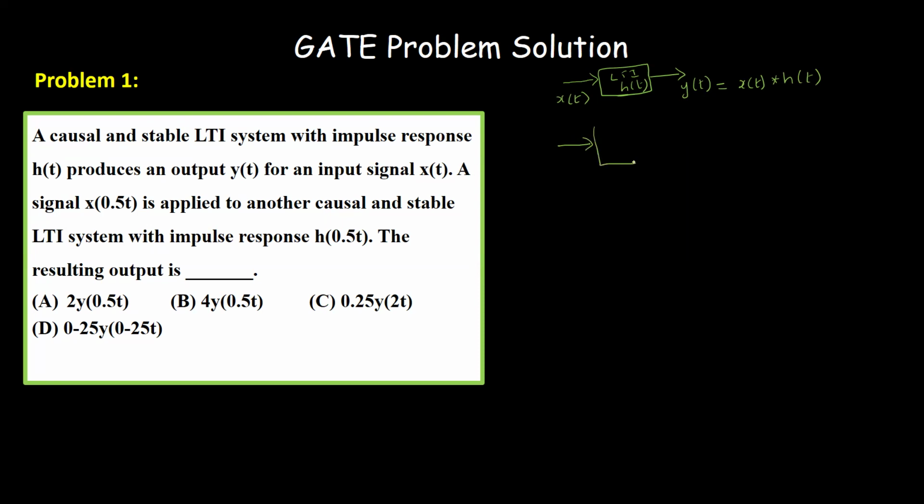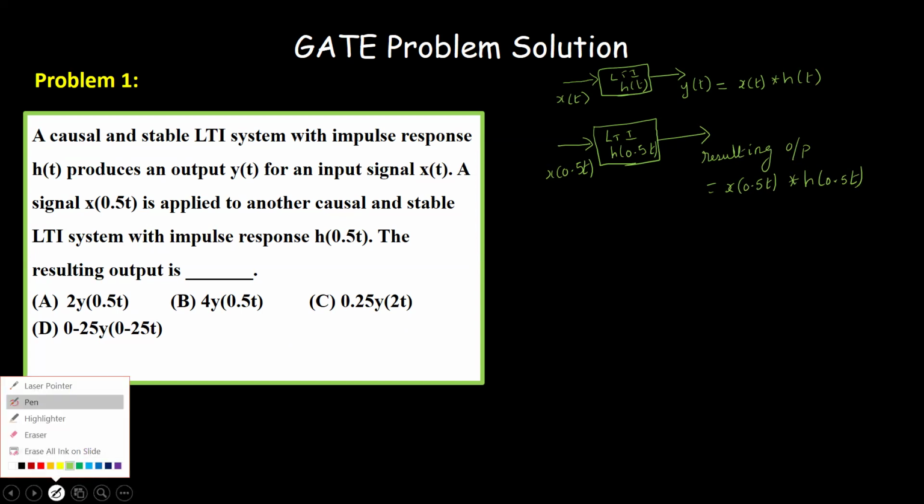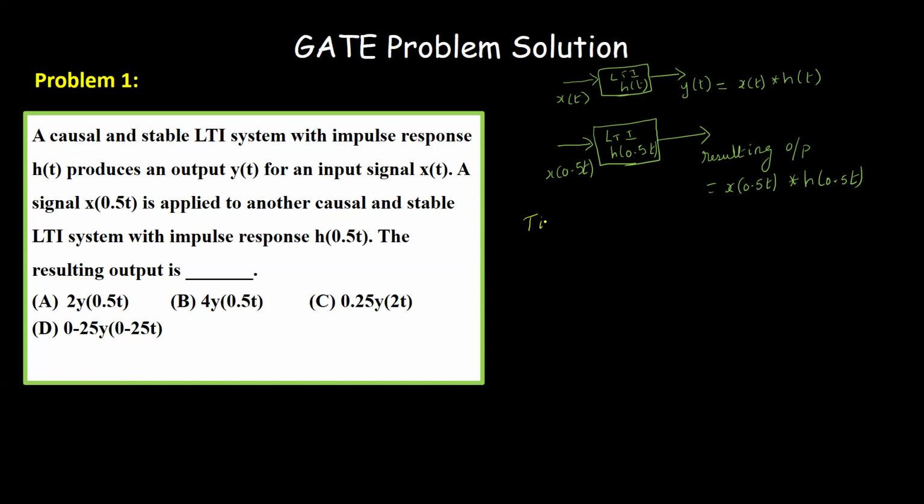And for another LTI system, they have given the input as x of 0.5t and the impulse response is h of 0.5t. We need to find the resulting output. So we know the output should be the convolution of the input and impulse response. So it should be the convolution of x of 0.5t and h of 0.5t. So we need to find this convolution. Here I am going to use the time scaling property of convolution.